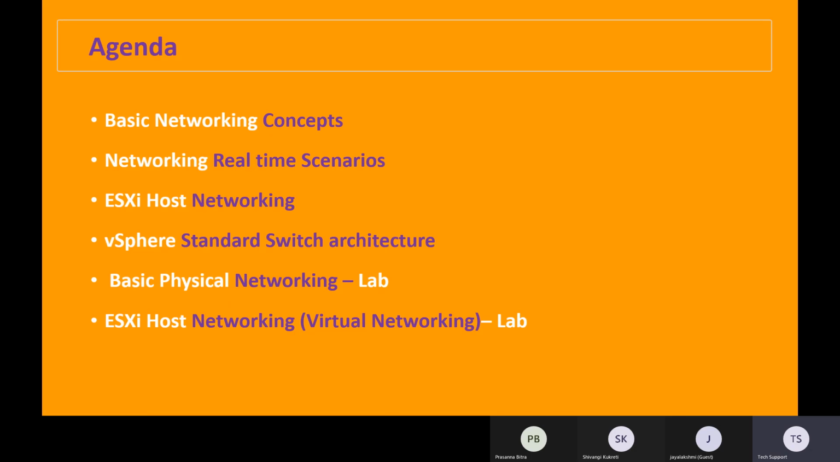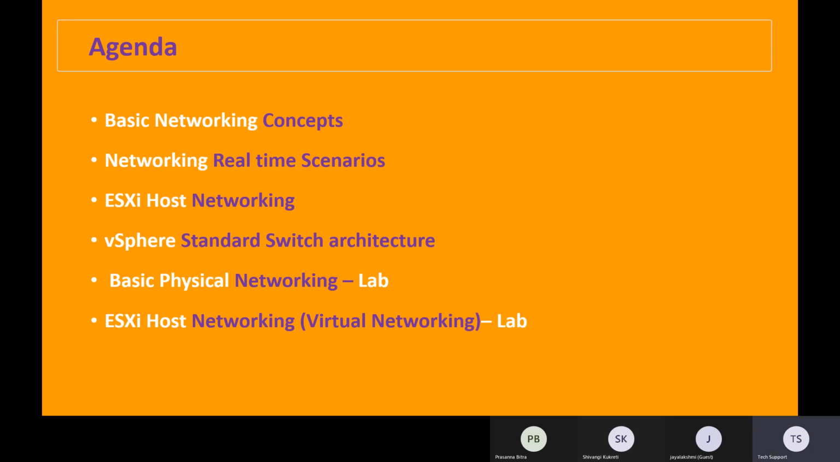Today's agenda is basic networking concepts and networking real-time scenarios. Once we are familiar with these first two topics, it's easy to understand ESXi host networking. In ESXi host networking, the first primary concept is the standard virtual switch, which we can also call the vSphere standard switch, and we will also observe the vSphere standard switch architecture. And the basic physical networking lab. First we'll observe how normal physical networking concepts work, and once we are familiar, we'll go to the lab for the ESXi host networking lab.